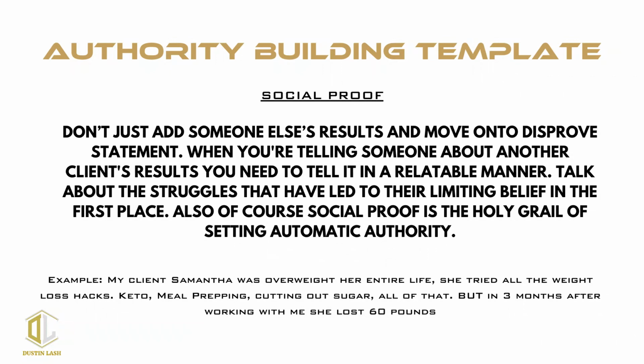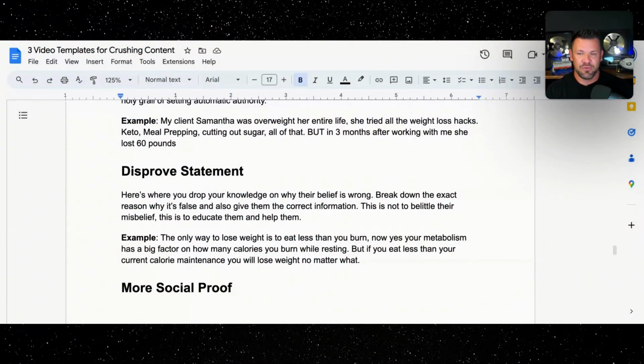Also, of course, social proof is literally the holy grail of automatic authority. So here's an example. My client Samantha was overweight her entire life. She tried all the weight loss hacks, keto, meal prepping, cutting out sugar, all of that. But in 3 months after working with me, she lost 60 pounds.